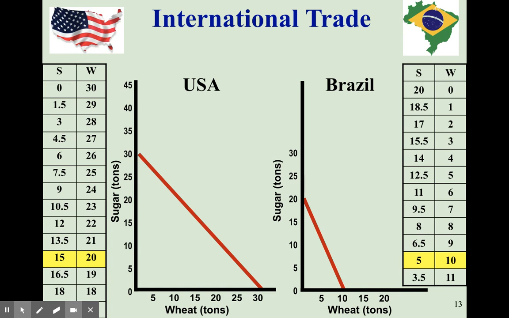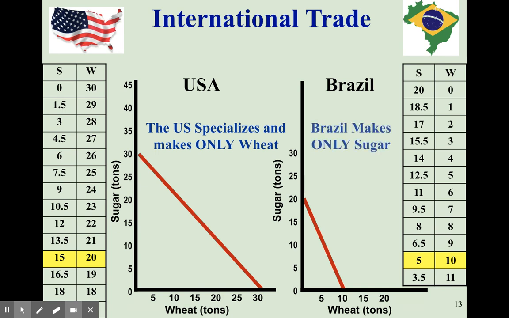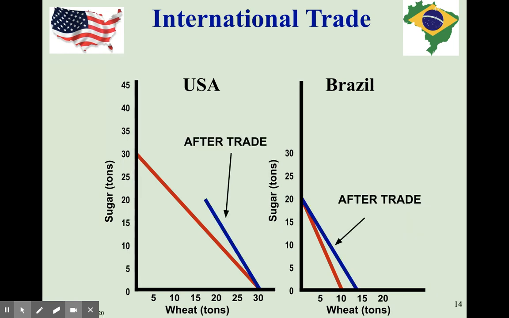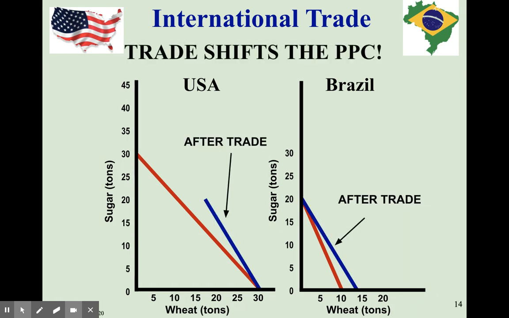Let's look at an example between the USA and Brazil in the trade of wheat and sugar. S stands for sugar, W stands for wheat in the graphs that you're looking at. If the US specializes and makes only wheat, and Brazil makes only sugar, then they're going to trade one wheat for 1.5 sugars. Trade is something that shifts the PPC. You'll notice the curve goes outward after trade takes place.